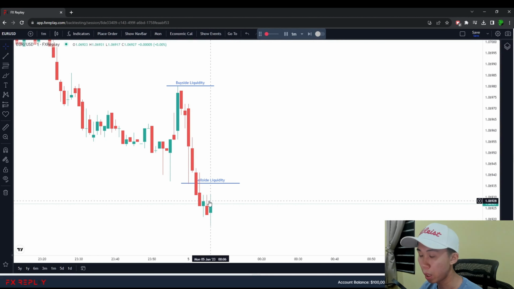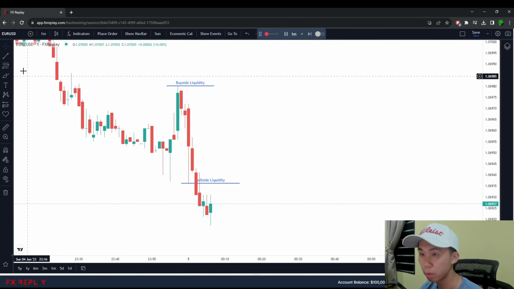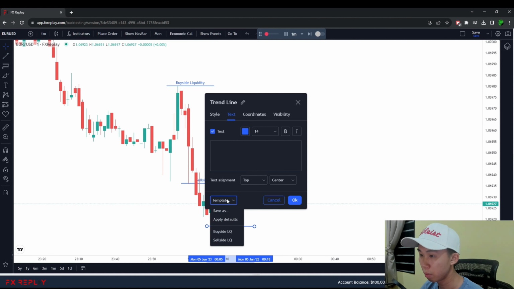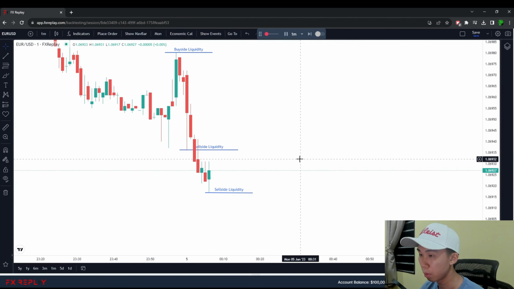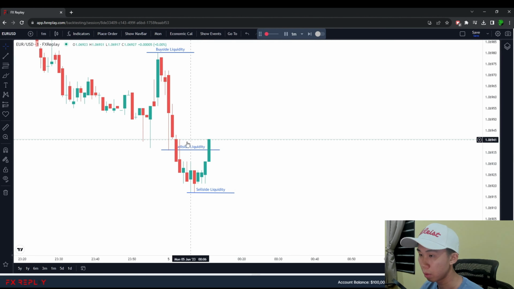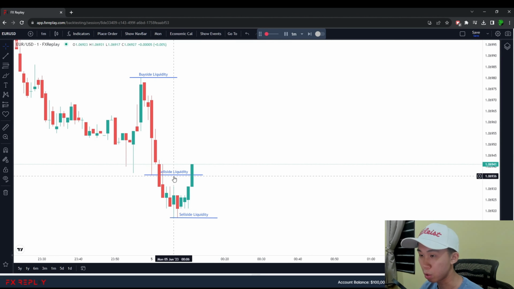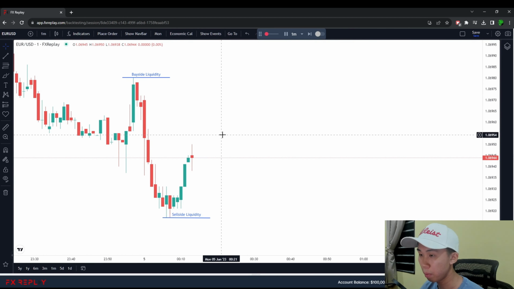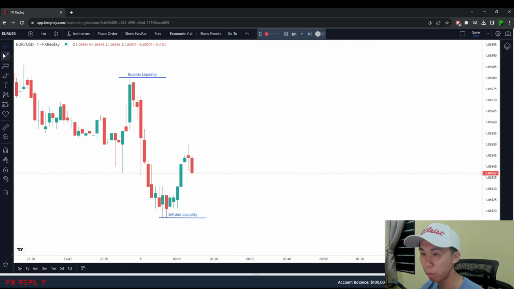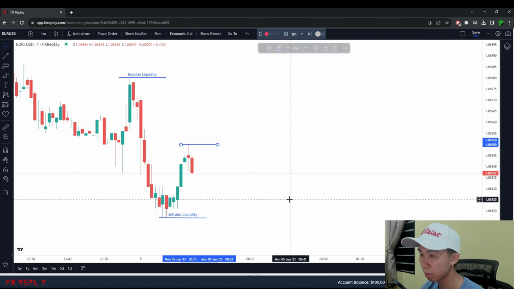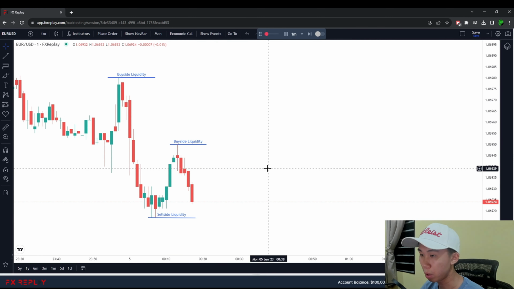Now we have 3 candlesticks and this is the lowest point, so we can identify this as the sell-side liquidity now. Price has grabbed this one previously, so we can proceed to delete it. And now price is going up. Right here we have another buy-side liquidity. Let's see how price is moving.